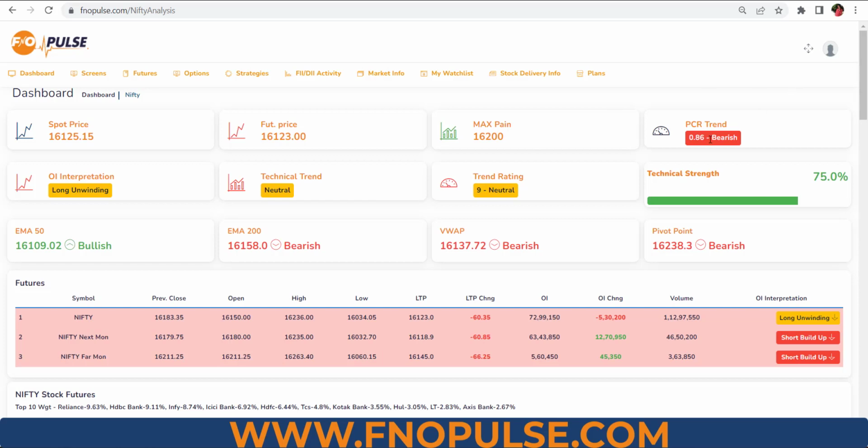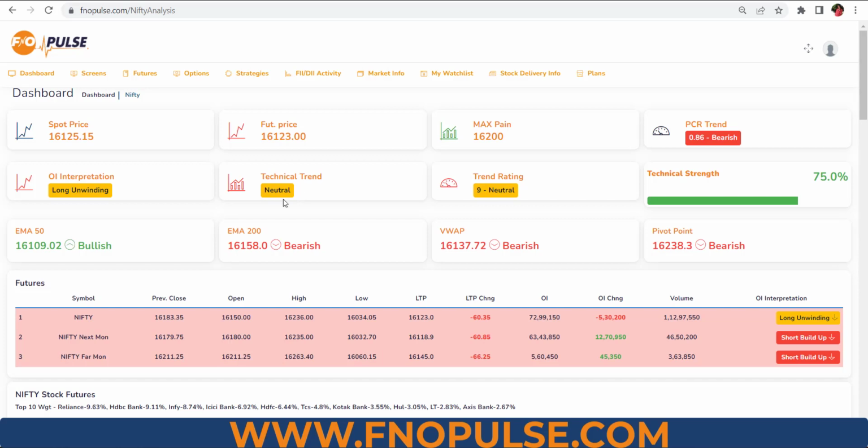The PCR trend: bullish, bearish and neutral trends are there. According to the trend, it will keep changing. If you need to know about the values of the PCR trend, I will explain them with the documents. You can contact us for the document. Then there is OI impression, long unwinding, and the technical trend.